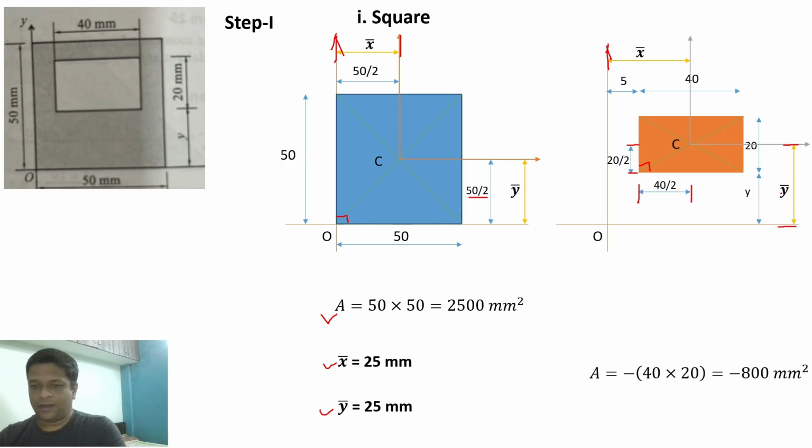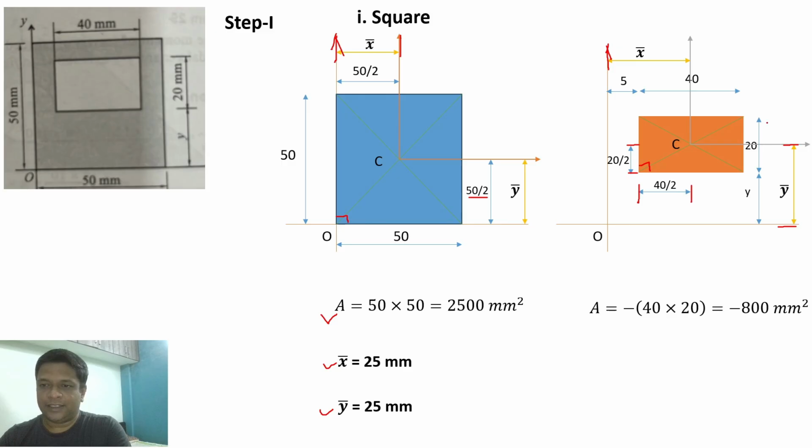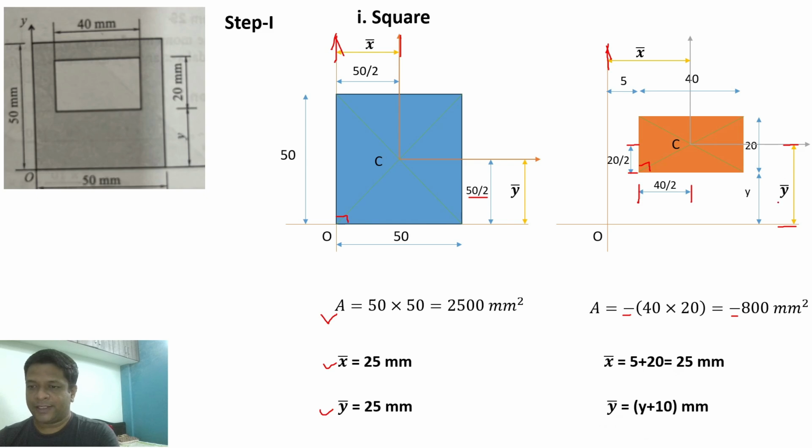So here we'll first find out the area. Now this area will be subtracted from this square to get the required shape. That's why this area is negative. So minus 800 millimeter square will be the area of the rectangle. Then x bar, as discussed, is equal to 5 plus 40 by 2, which is 20, so it is 25 mm. And y bar is equal to this y value height plus an additional 10 mm. So y plus 10 mm. Now remember the value of this y is unknown, so we'll keep it as it is.